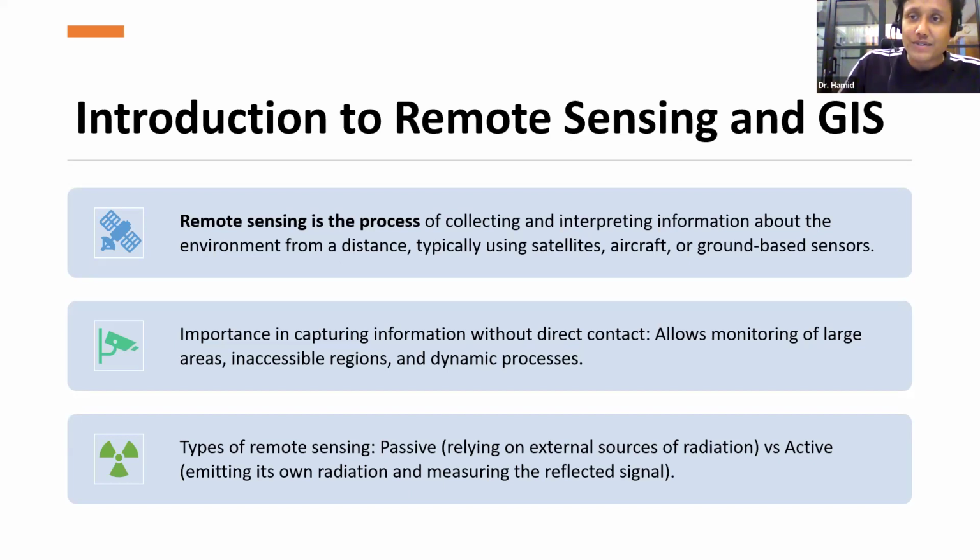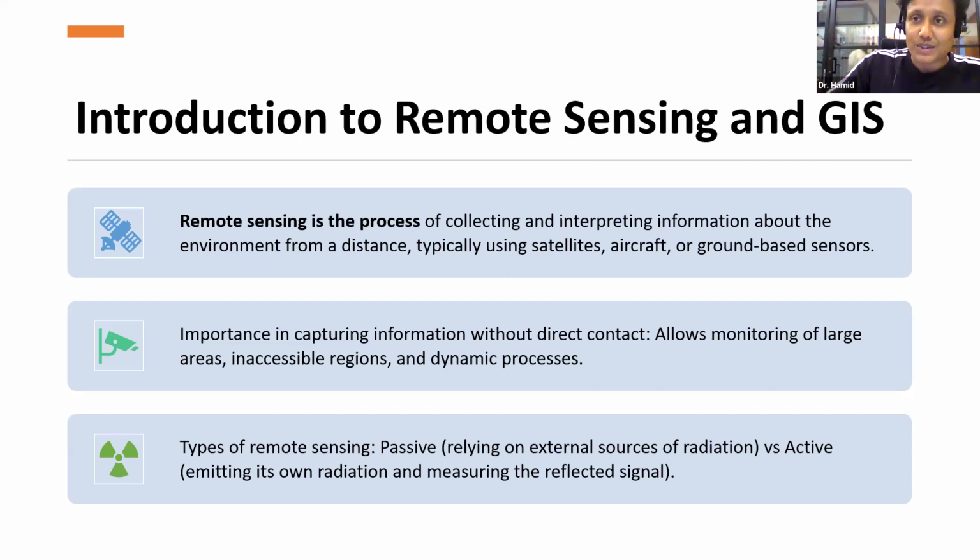So there are two types of remote sensing. One is passive remote sensing, and the other is active remote sensing. In passive remote sensing, we throw radiation at an object, then, taking its reflectance, we identify what it is like. So it's a very basic thing, in a common man's language, I'm saying.